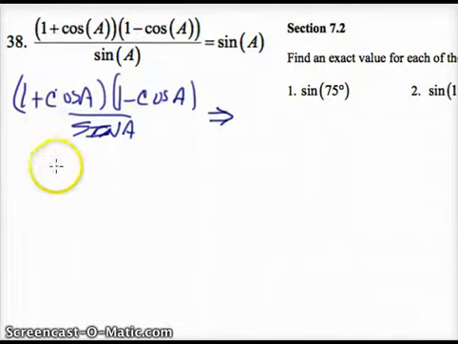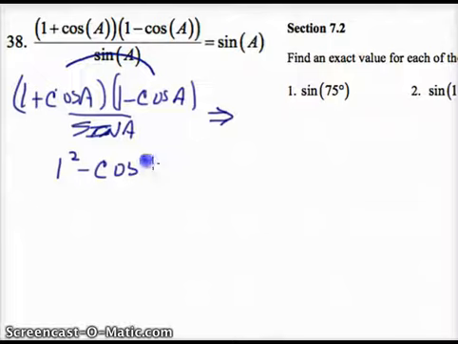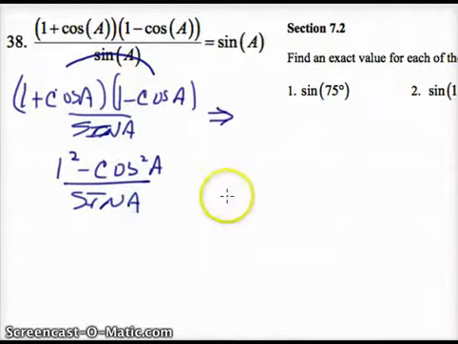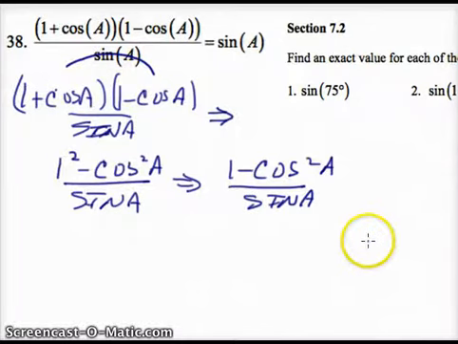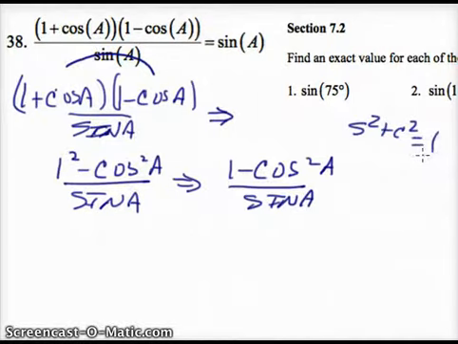Hey, one thing I know is that this is a sum and difference right here. So that would give me 1 squared minus cosine squared A, okay, over sine of A. Oh, I know what that is. That's just 1 minus cosine squared A over sine of A. But wait a minute, hold the phone here for a second. 1 minus cosine squared A. I know that sine squared plus cosine squared is equal to 1. So 1 minus cosine squared is just sine squared.